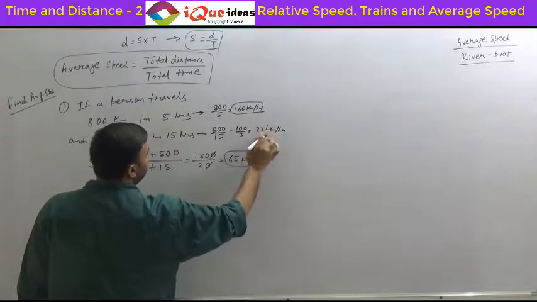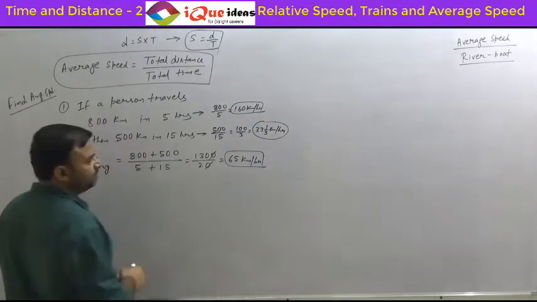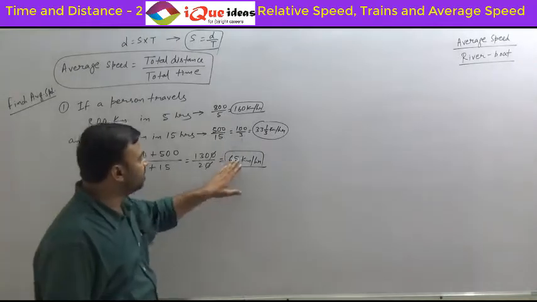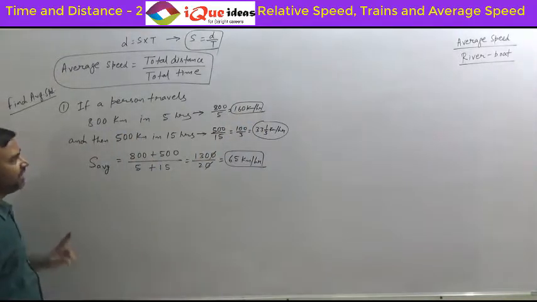So the speeds in the parts are nowhere related to this. Also, you can see that this value is not the simple average of these two values. Right? So be very careful. It is total distance by total time. That is how we calculate the average speed. Okay.